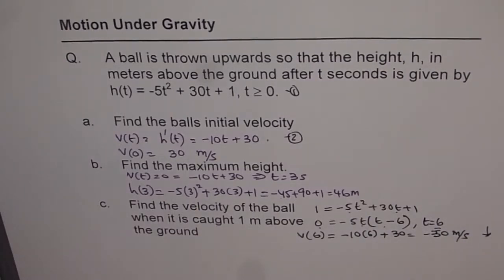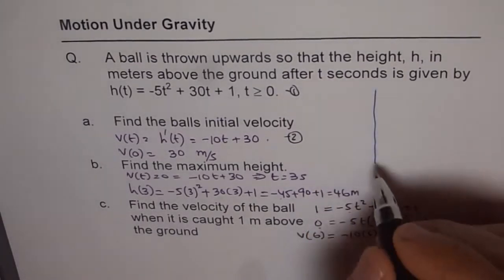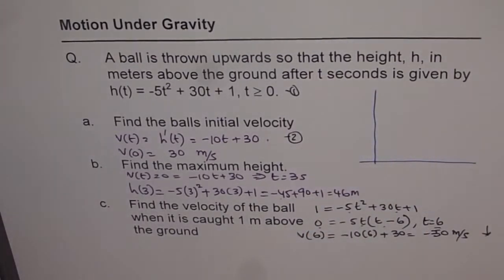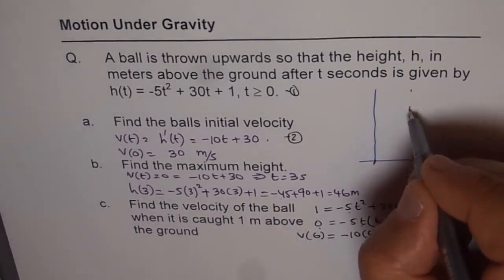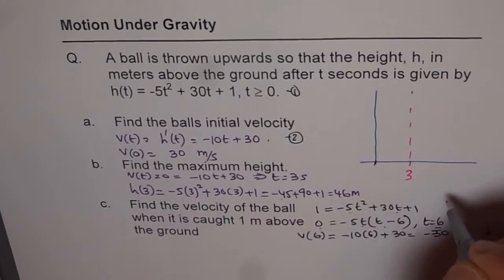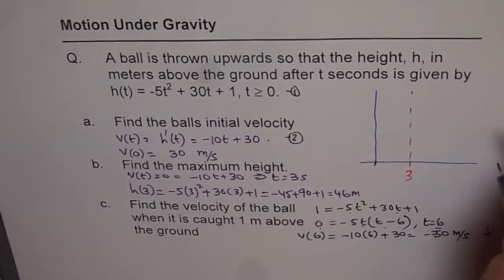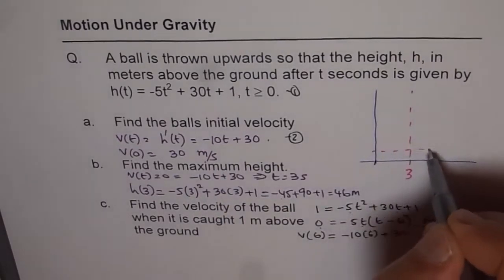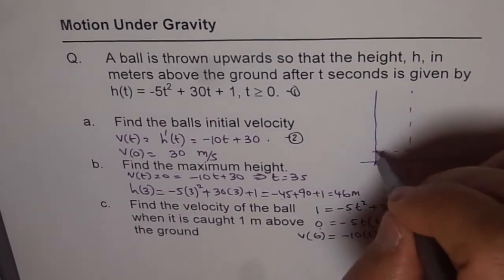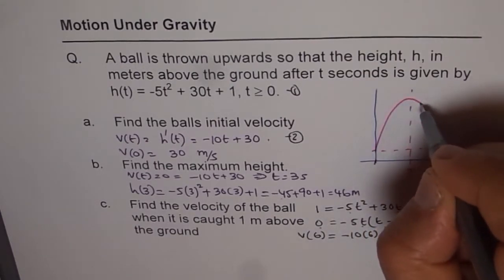Now it's a good idea, when we have done so many calculations, to represent our data in the form of a figure. Here is a diagram which can represent the whole situation. We found that the height is maximum when time is 3 seconds. It starts from here, reaches the maximum height at t equals 3 seconds, and then hits the ground afterwards. It starts at 1 meter above the ground.